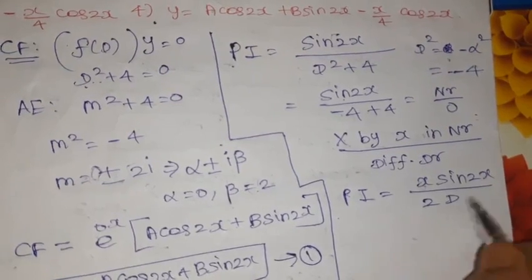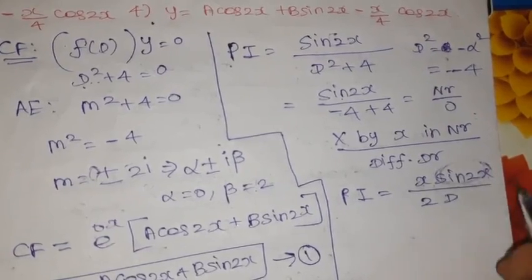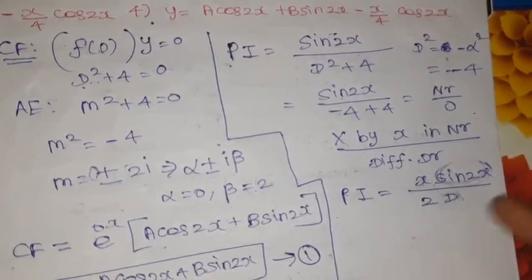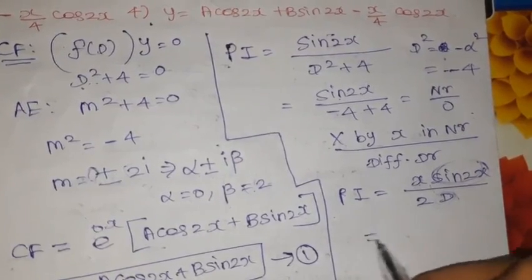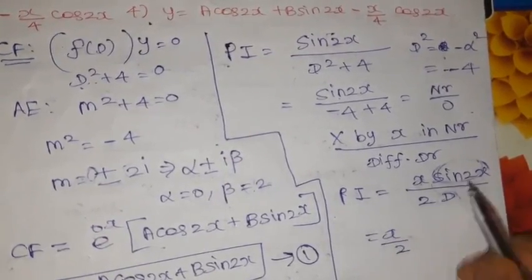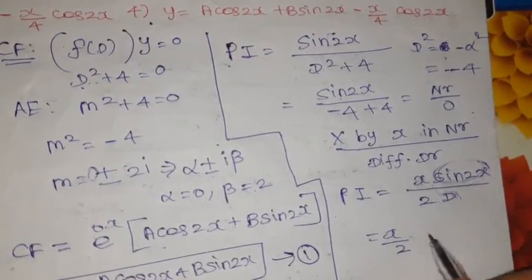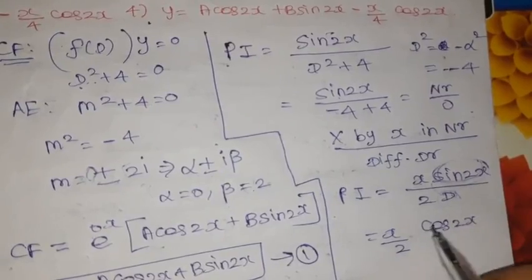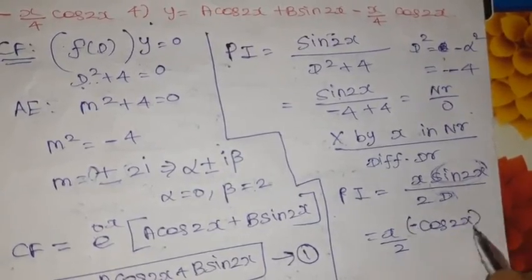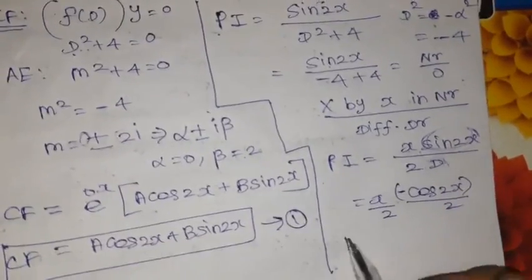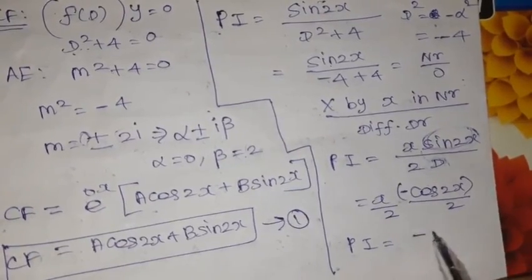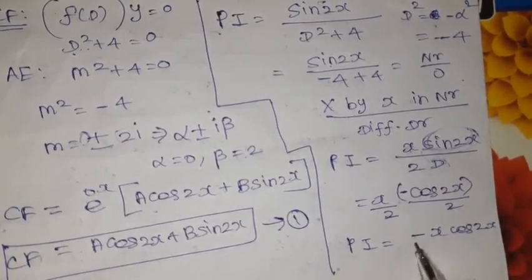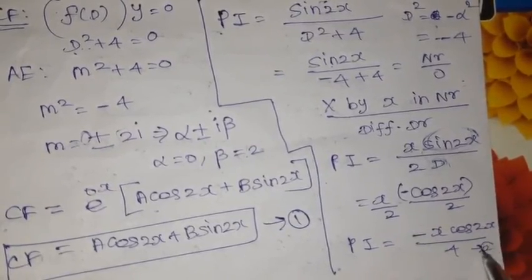the sine function, with 1 by D, which means that it is integration. So integrating that, what will we get? x by 2 into integration of sin 2x, which is minus cos 2x divided by 2. So what is the particular integral? Minus x cos 2x by 2 into 2, that is 4. So this is equation 2.